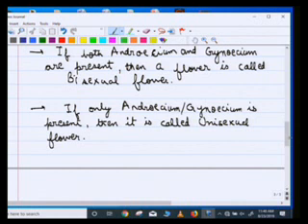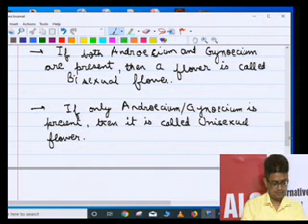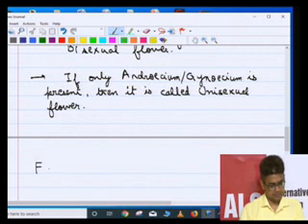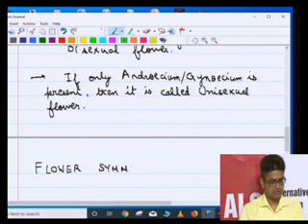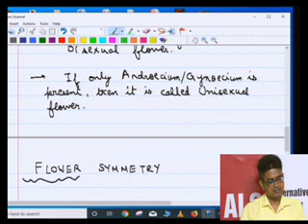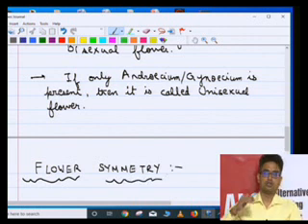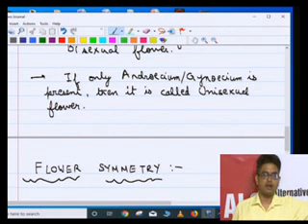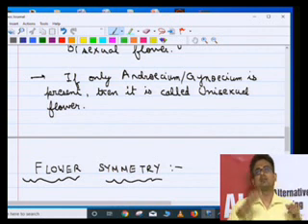So continuing, now we need to discuss flower symmetry. You already know it, I am just repeating it. By flower symmetry, what we mean is, we try to observe whether the flower is symmetrical from one axis only or from multiple axes.